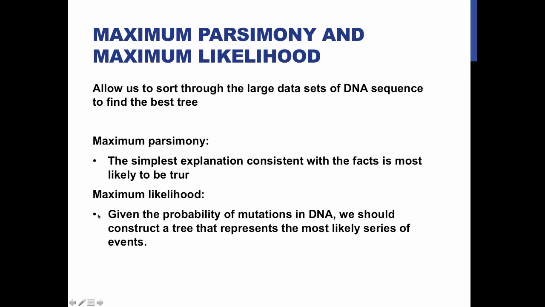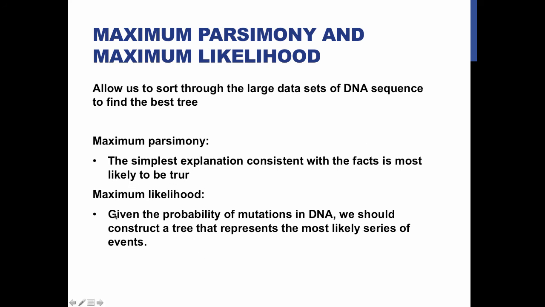So maximum parsimony and maximum likelihood are what allows us to sort through the DNA sequence. So when we're trying to do classification, sometimes there's just so much information we have to make a hypothesis based on that information. And we usually make the hypothesis based on 2 principles. Maximum parsimony basically is sort of like Occam's razor. So if you know what Occam's razor is, basically it's the simplest explanation that's consistent with the facts is the most likely to be true.